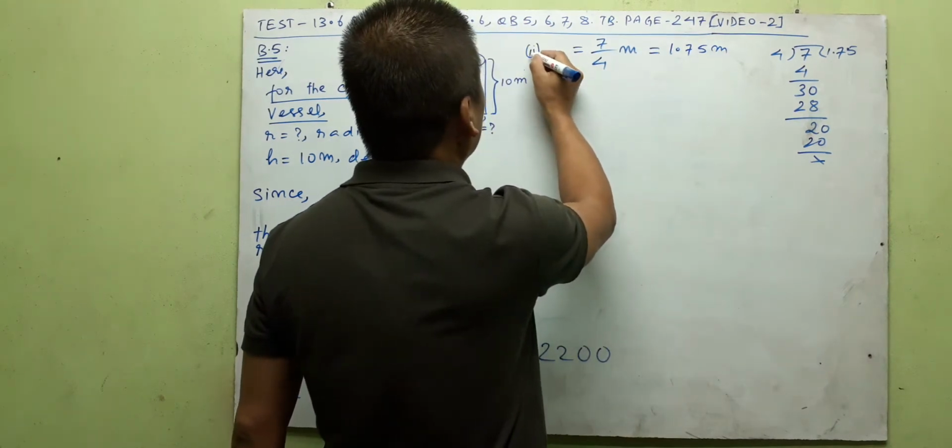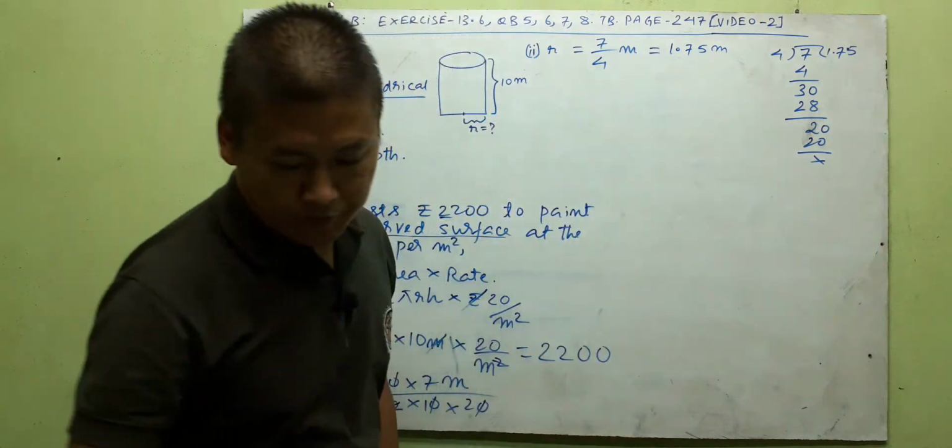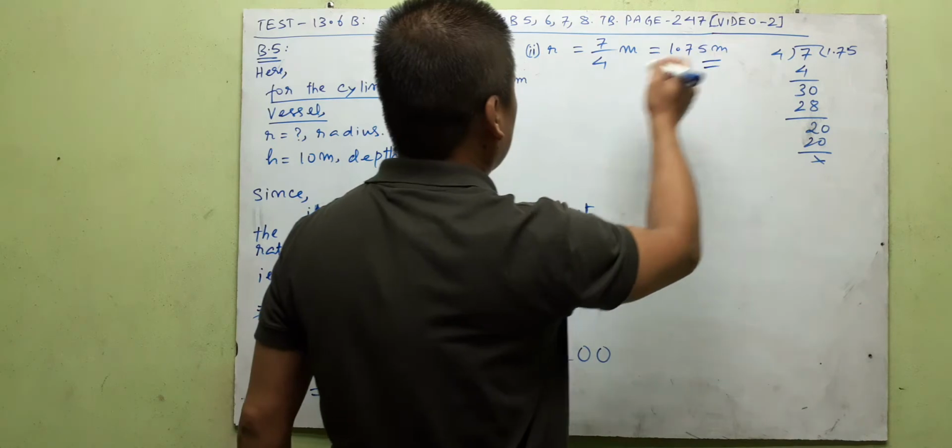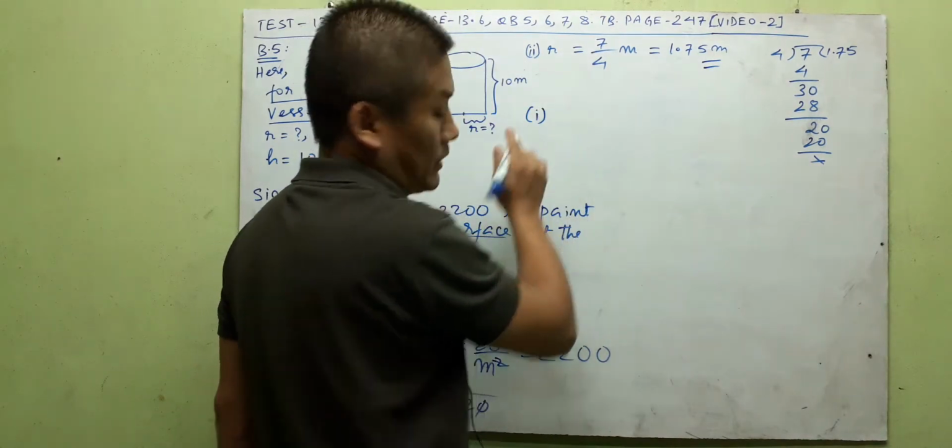They're asking 2, I think this one, 2 radius. So look there into your question. So we have found that one. So this is your number 2 answer. Now let us go to number 1.